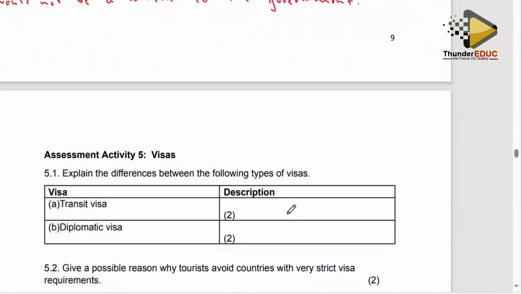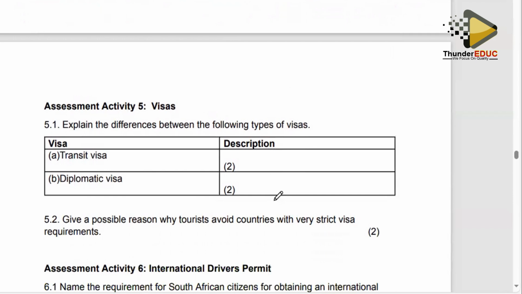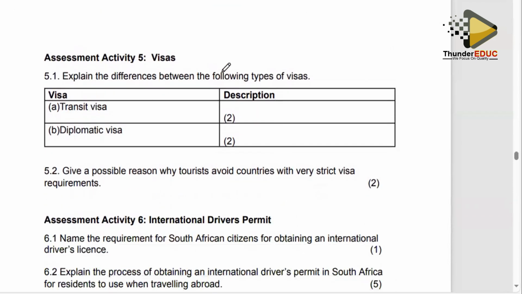So that brings us to the end of activity number 4, which brings us to activity number 5. Explain the difference between the following types of visas: a diplomatic visa and also a transit visa. So a transit visa is issued to travelers who stop over in another country en route to their final destination.